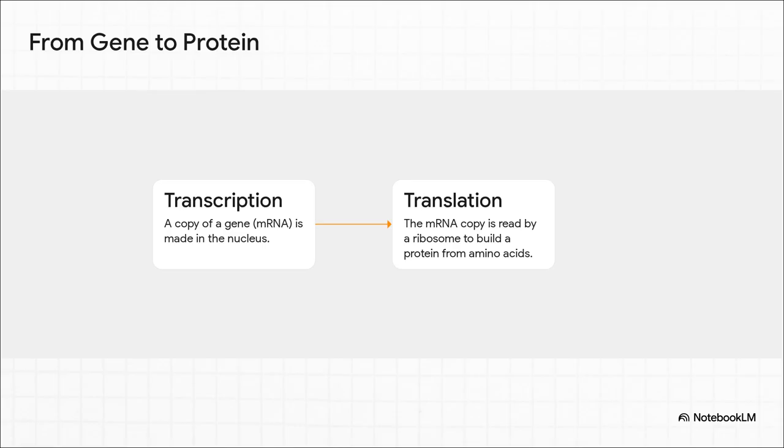The ribosome reads the recipe on the mRNA and starts building a protein, one ingredient, or what we call an amino acid, at a time. And these proteins, they are the real workhorses. They go on to do literally everything, from building your muscles to running all the chemical reactions in your body.